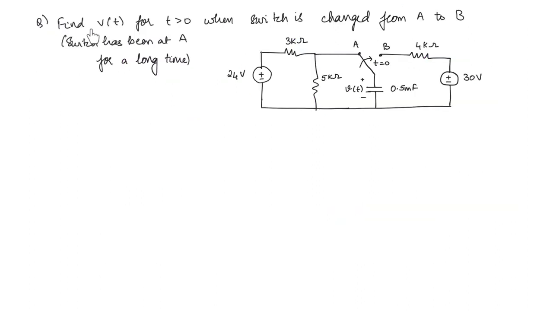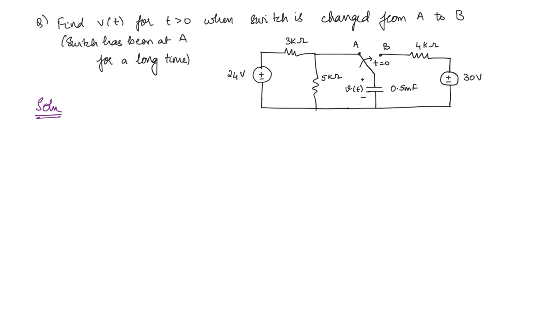Here find V of t for t greater than 0 when the switch is changed from A to B. The switch has been at A for a long time, and this is the circuit. Now this might seem like a complicated circuit, especially given that you have just learnt the RC circuit. It is actually easy, and that is what we are trying to prove here. The transient is actually very simple once you know how to do it in a better, simpler manner.